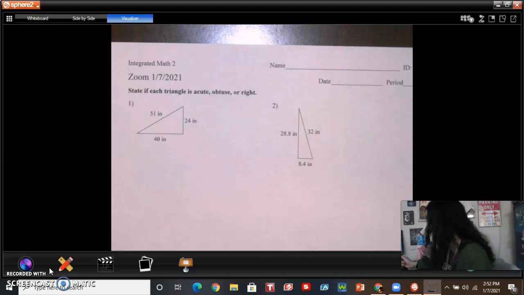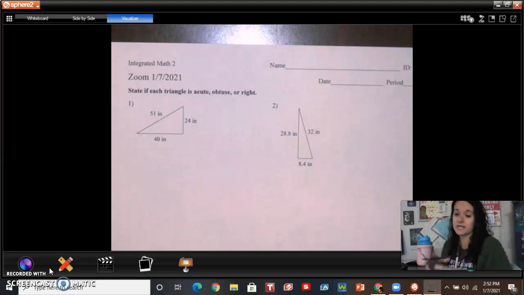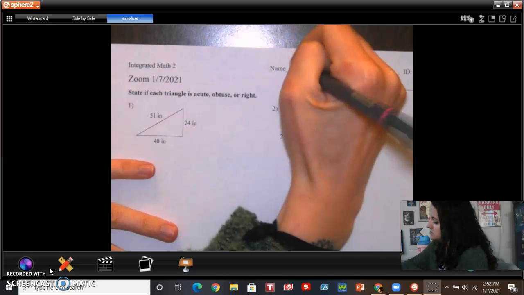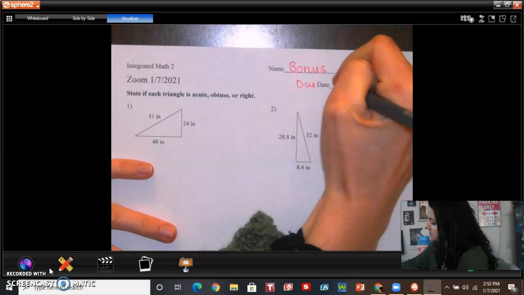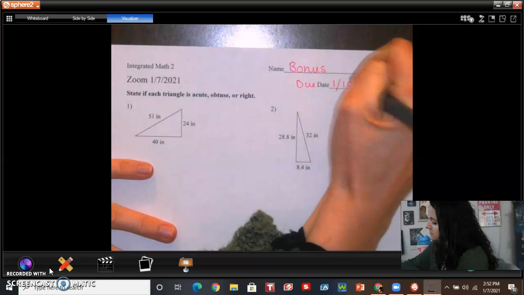On Tuesday, we talked about the Pythagorean theorem and that it only works for right triangles. So we already know that, and what we're doing now is asking, what if it's not a right triangle? And remember, this is bonus. If you complete it, it is due on Sunday. That is the 10th, I do believe.